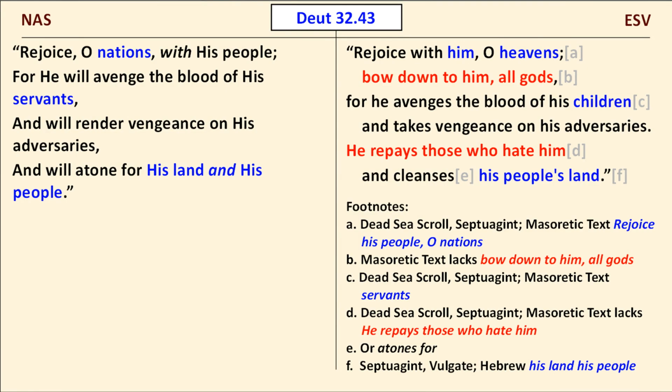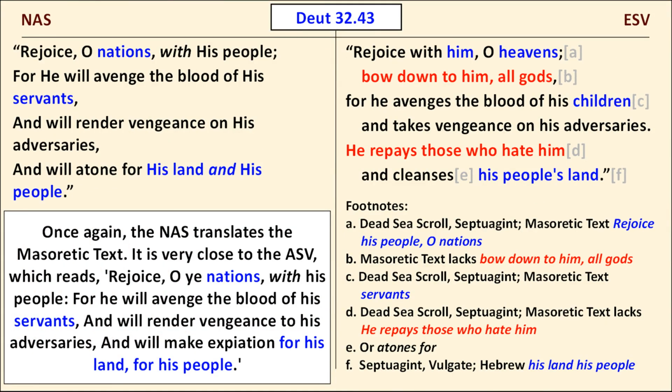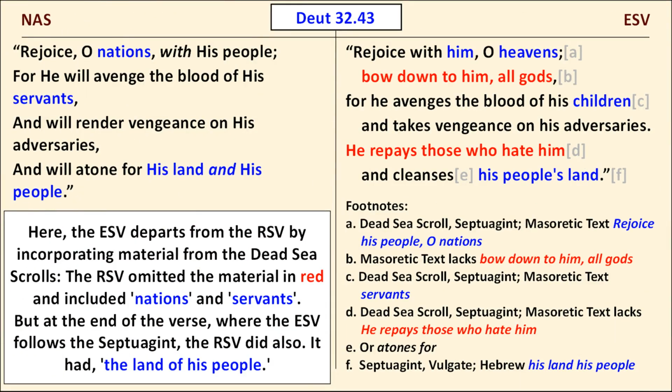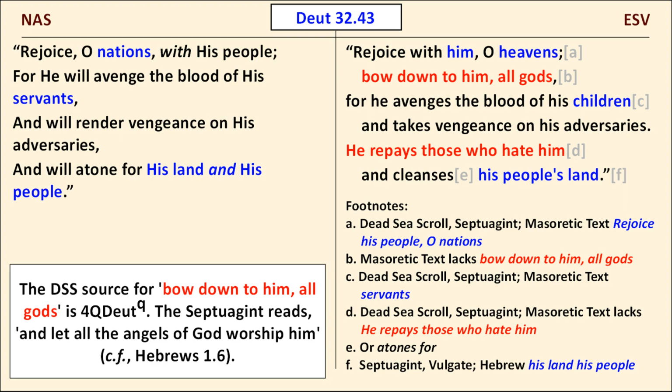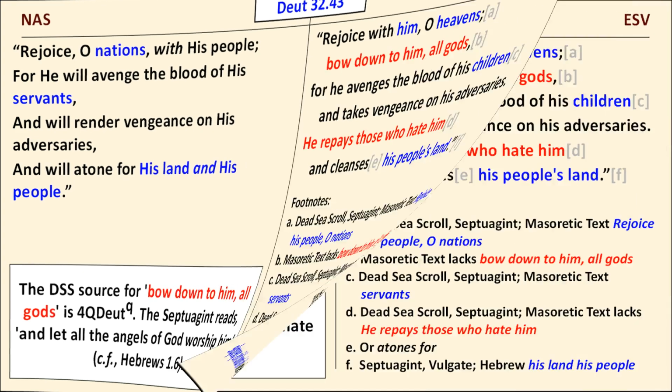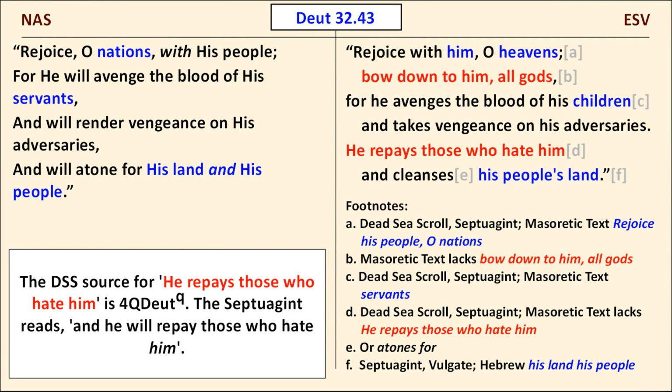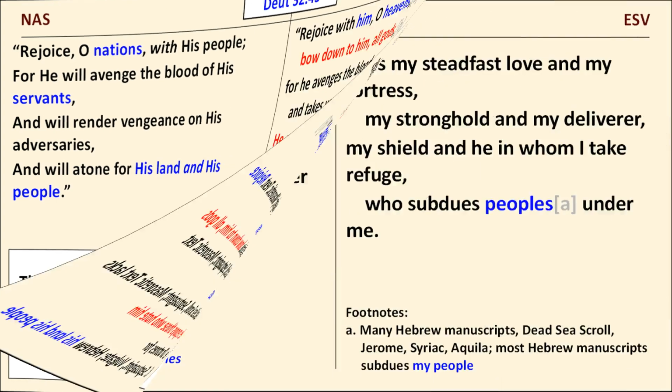Our next example comes from Deuteronomy 32:43. The ESV is quite a bit longer here than the NAS, since it includes the added material from the Dead Sea Scrolls shown in red. There are also a few other differences shown in blue. The NAS translates the Masoretic text and is very close to its parent here. The ESV innovated here by including the Dead Sea Scroll material that was absent from the RSV. For the record, I show here the source for bow down to him all gods. The same scroll is the source for he repays those who hate him.